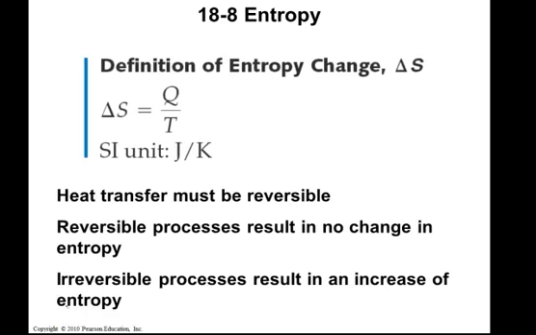Now entropy is delta S, and entropy is a measure of disorder. And in order to find that disorder, I'm going to take Q, which is my heat, divided by my temperature. And if we look back at the last slide, we have Q cold over T cold, and then we had Q hot over T hot. That was the entropy. So the heat transfer has to be reversible for this to hold true, and reversible processes result in no change in entropy. Irreversible processes will result in an increase in the entropy.